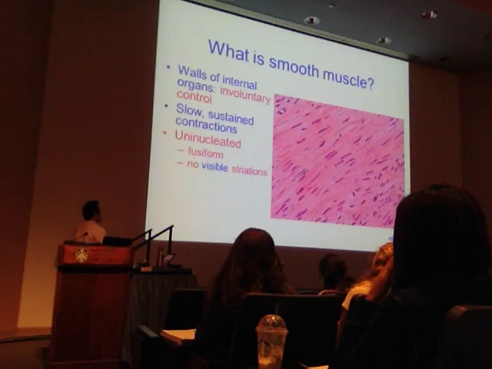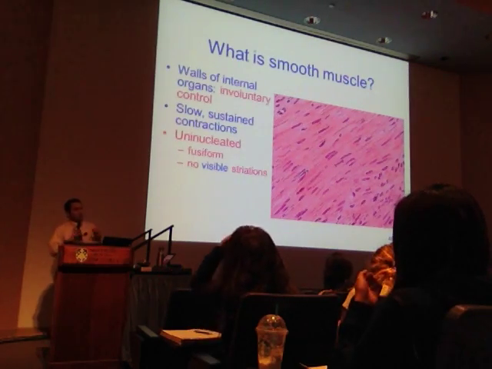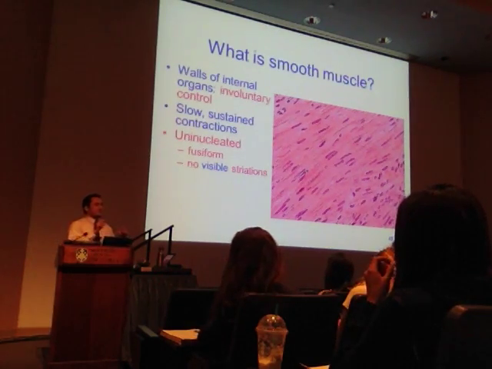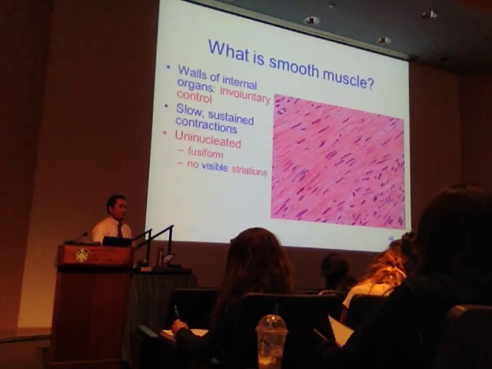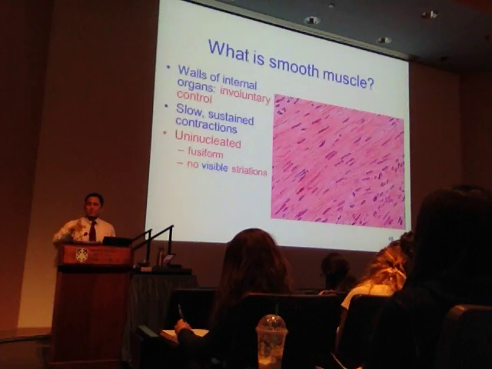They're uninucleated. There's no visible striations. We still have actin and myosin present in smooth muscle. It's just organized very differently, so you don't see that banding pattern. We'll talk more about that later.